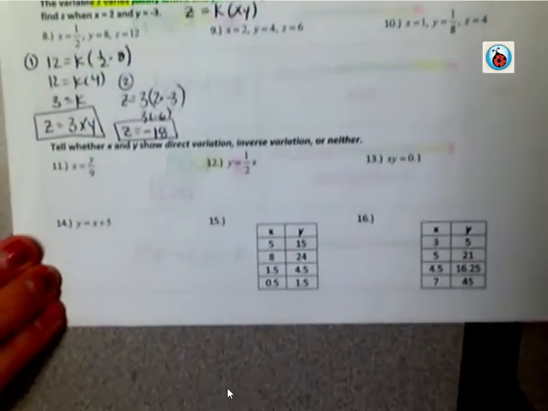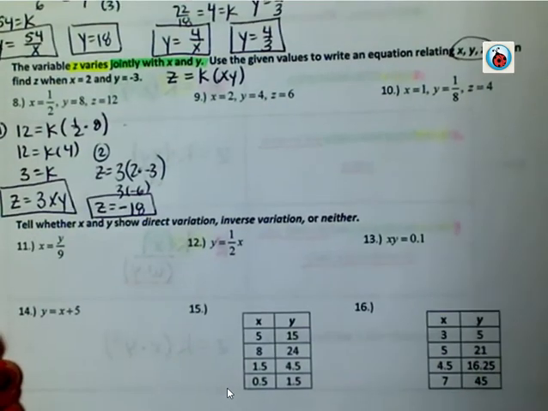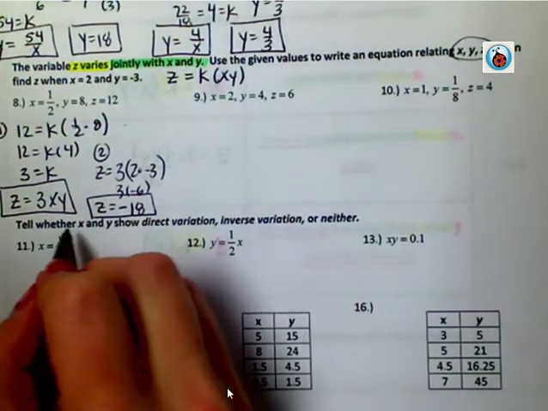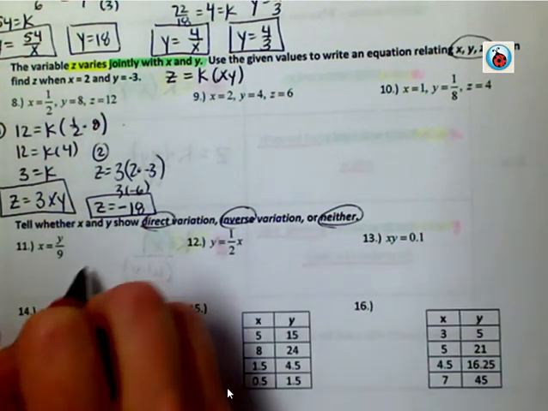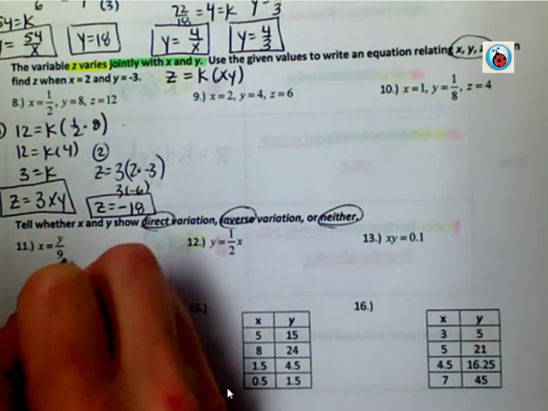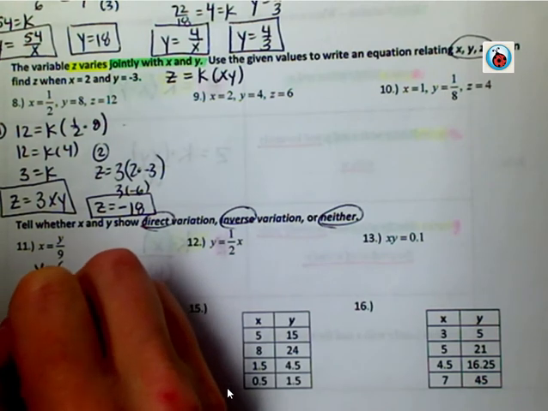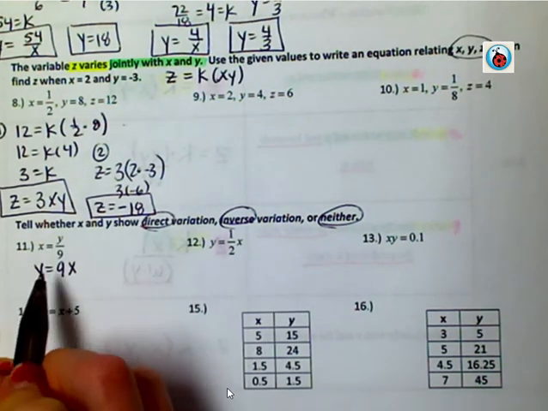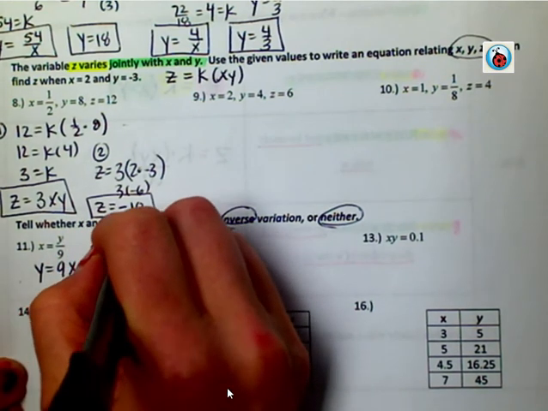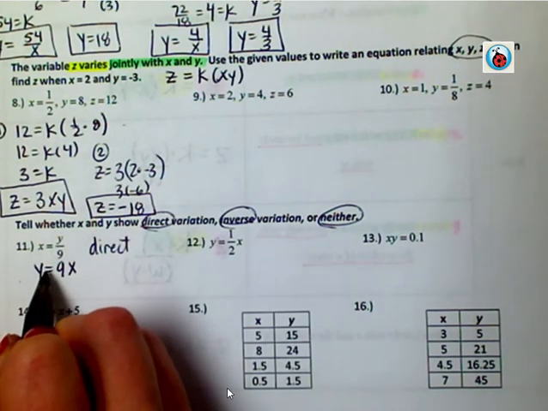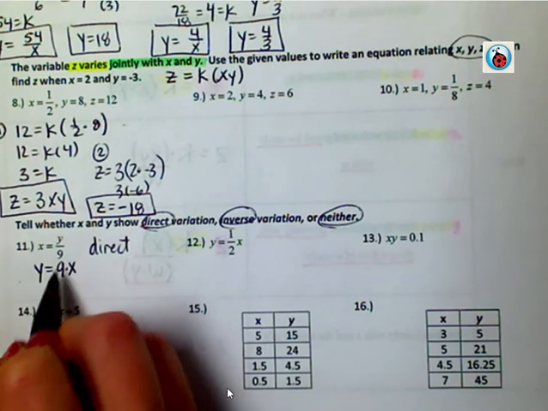Let's go ahead and do some of these bottom ones. Tell whether x and y show direct, inverse, or neither. So I'm going to try to rearrange this equation. I'm going to multiply both sides by 9. I notice that the variables are directly across. Y varies directly with x.